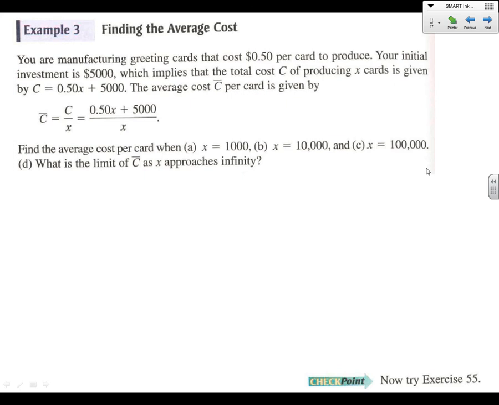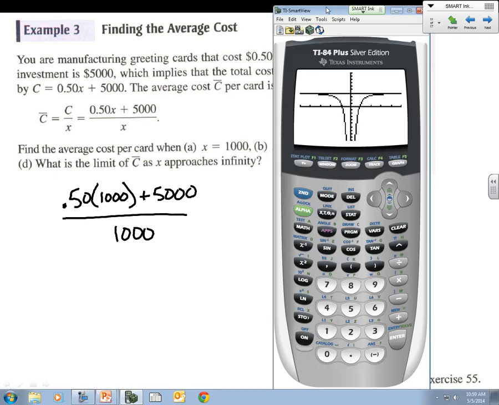All right, so let's figure out what our average costs are. So we've got 50 cents times 1,000 plus 5,000 over 1,000, and then we would plug in 10,000 and 100,000, etc. Instead of doing this by hand, let's use our good friend the calculator and the table function. So we've got, in parentheses for the numerator, 0.5x plus 5,000 divided by x, and we'll go to our table, but let's put it in ask mode so we can plug those numbers straight in.